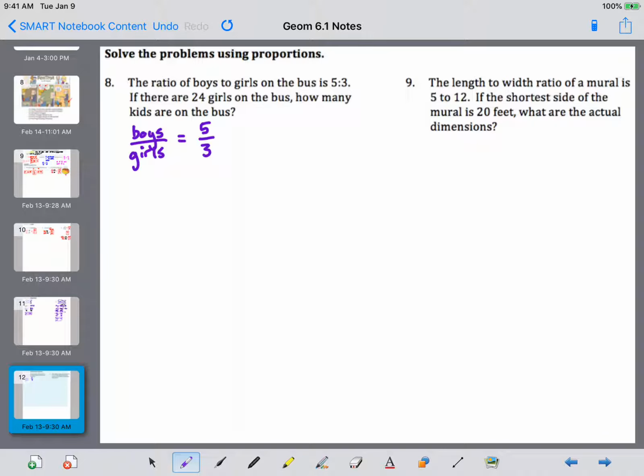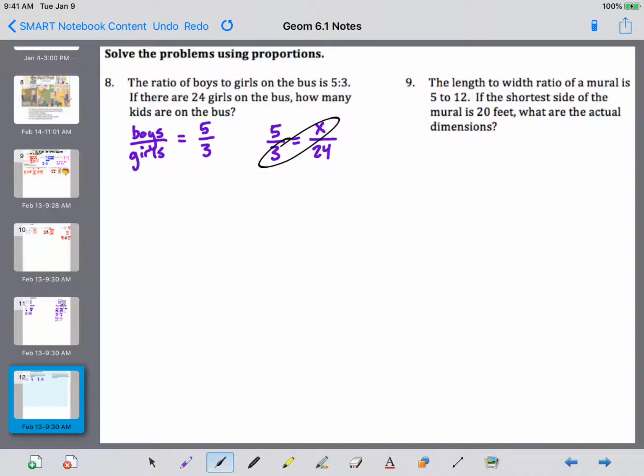Okay, so if we start with this ratio of 5 boys to 3 girls, we got that set up, and we know there's 24 girls. So notice in this, girls is always the number on the bottom. So you need to make sure your proportion matches up. All right, and we don't know how many boys are on the bus, so that's what we're going to figure out first. So if that's unknown, let's call it x.